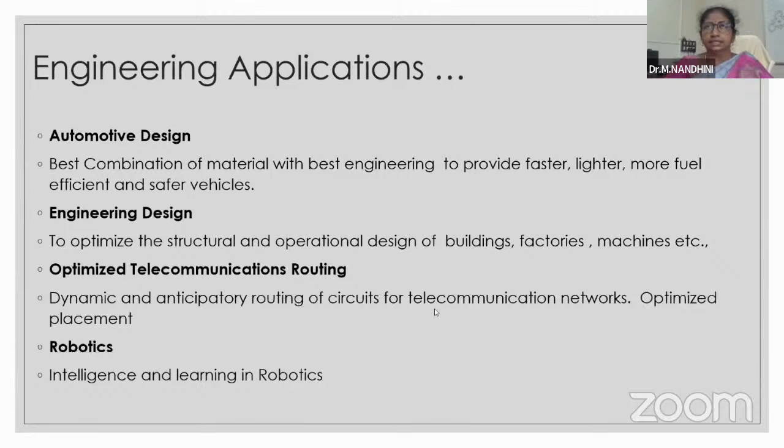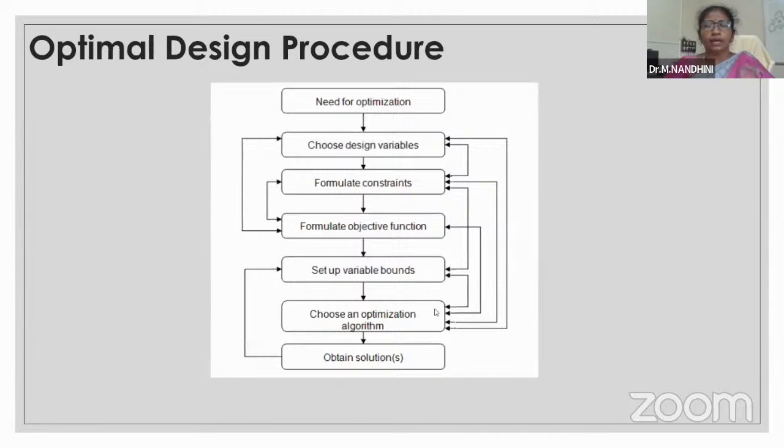So that is the qualifying factor we are expecting out of these applications. In order to get those qualifying factors out of that application, first of all, we have to convert that engineering application into the optimal model. For converting that into an optimal model, we have a certain procedure. That designing procedure is given here.